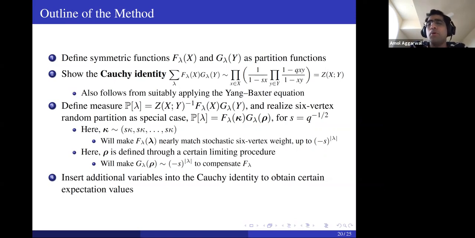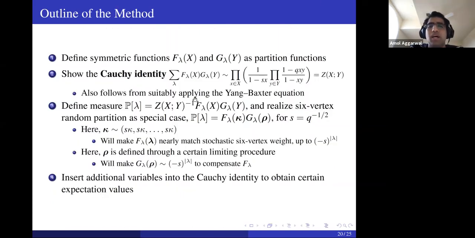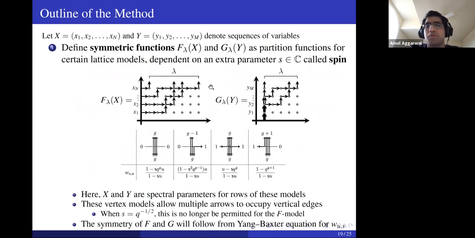And the point is that the 6 vertex random partition, the one I was describing over here, is a special case of this probability measure. It's what you get when you set x equal to something, which I'll call kappa, and you set y equal to something, which you also call kappa, and you set s equal to q to the minus 1/2. Remember, q to the minus 1/2 is what forces the 6 vertex type configuration in the F model.